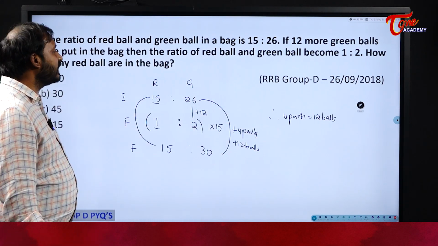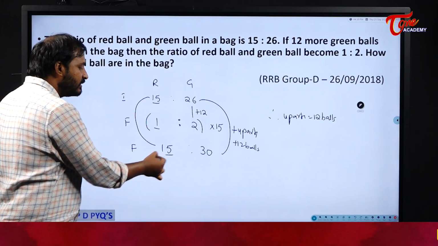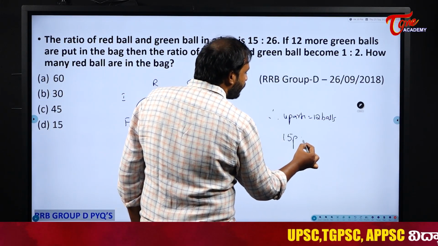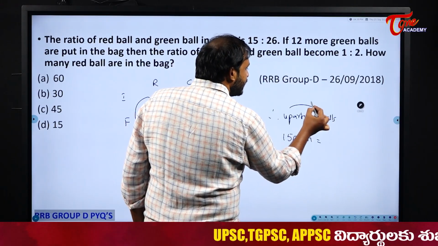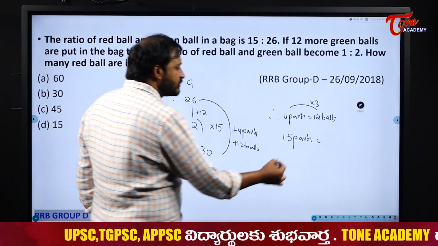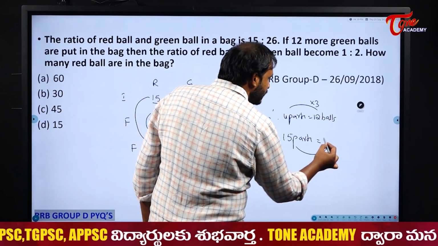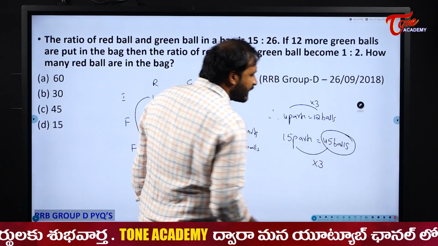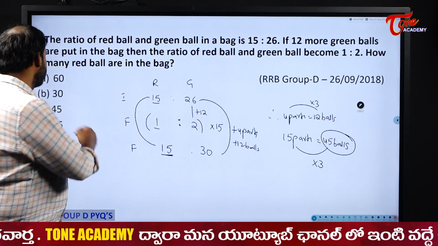Next, how many red balls are there in that bag? Red balls are how many in there? 15 parts. So 15 parts will become what? 4 parts and 12 balls, what is the relation? Into 3. So now here into 3 what it becomes? 45 balls. So how many red colored balls that bag contains means 45 balls.